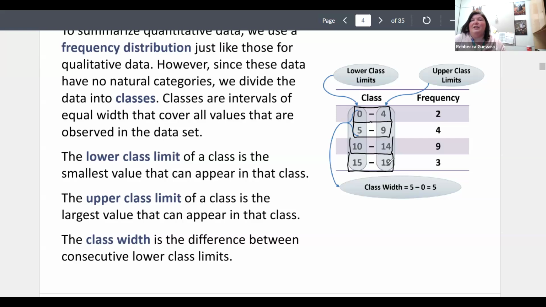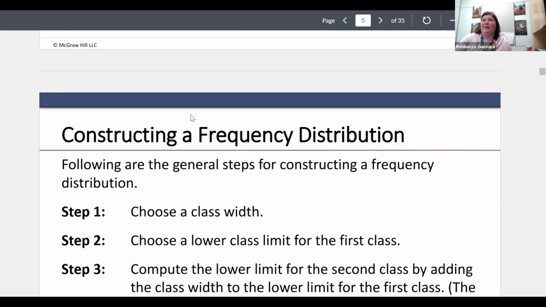Your class width is going to be the difference between two consecutive lower class limits. That's why they did this difference between 5 and 0. I could also look at these distances as well. It just has to be two consecutive lower class limits. It also could be two consecutive upper class limits, but we usually just talk about the lower class limits because there's a variety of ways that we make these classes, and it's usually easier to always talk about lower class limits. We're not going to touch all the different ways. I'm kind of simplifying this for us.